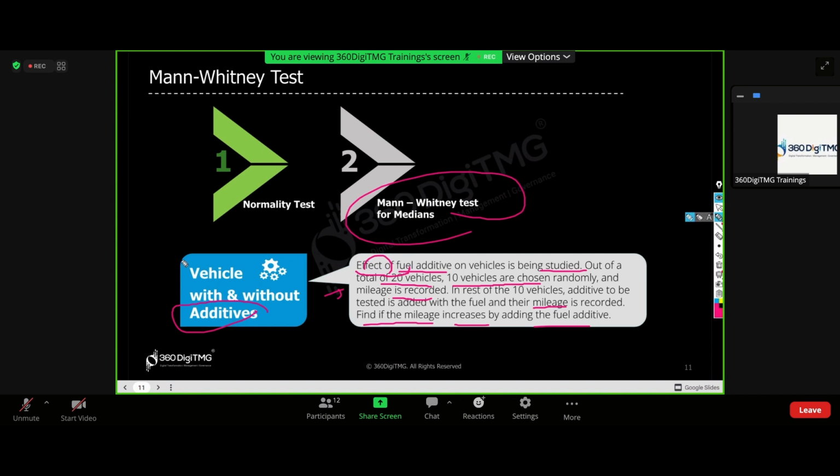Right? If you have 20 vehicles, for 10 you calculate the mileage, and for another 10 you add, let's say if you have a fuel petrol, you add something additive, let's say oil, into the petrol, and then you check the mileage. Then you compare this with this, whether it is increasing or decreasing. Now additive does not mean oil, you can add any other additive chemical. So we have this Mann-Whitney test to perform this kind of tests.